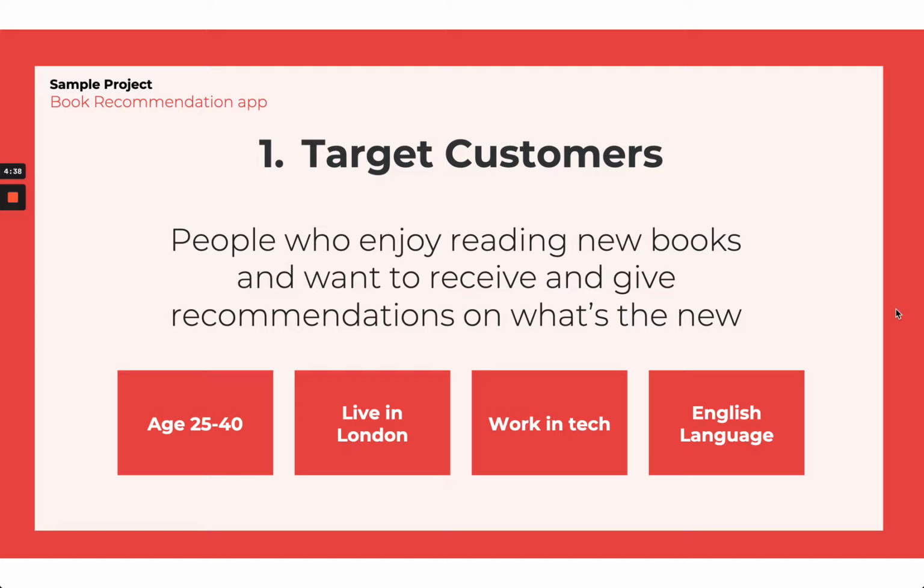But even if not, we can all get together and talk about, okay, who are we really designing this for? We're really going to shoot for people who enjoy reading books and actually want to give and receive recommendations on the latest and greatest. For our first MVP, or minimum viable product, thank you, someone, for answering that question in the chat, we're going to assume that this person is in their 20s to 40s, lives in London, works in tech, and English is their first language.